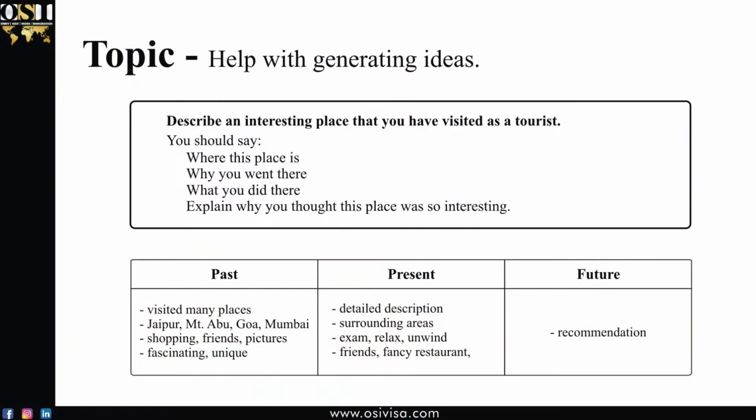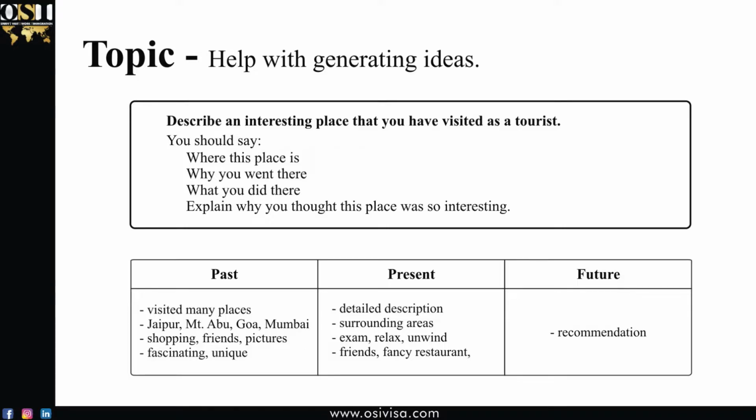So let's go back to the slide and look at the second method that we can use to prepare any topic like this. So again, it is still the same topic, an interesting place you visited as a tourist, where it is, why you went there, what you did there, and why you thought it was interesting. So over here, I would recommend this method to candidates who struggle generating enough content. So if you're having troubles generating enough content, what you can do is think of different stories that you can talk about. The first story should be with past, the second one about present, and the third one about future.